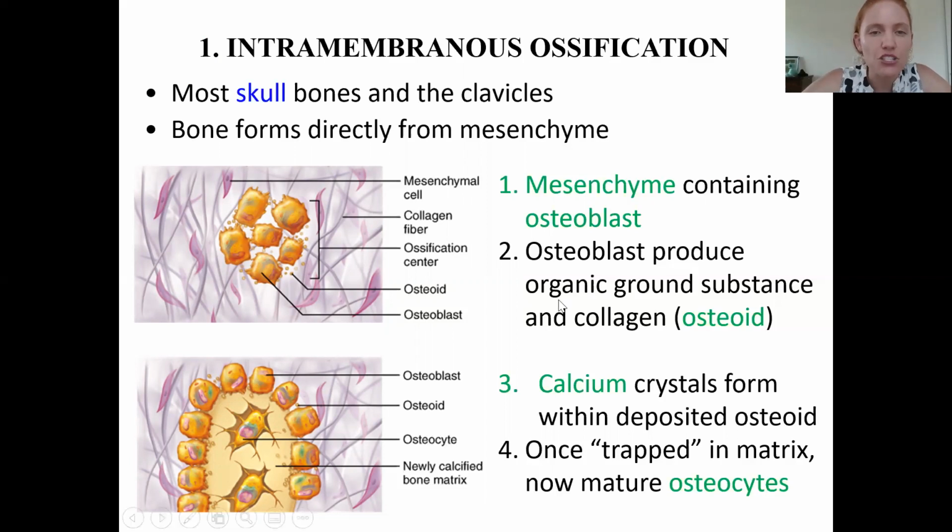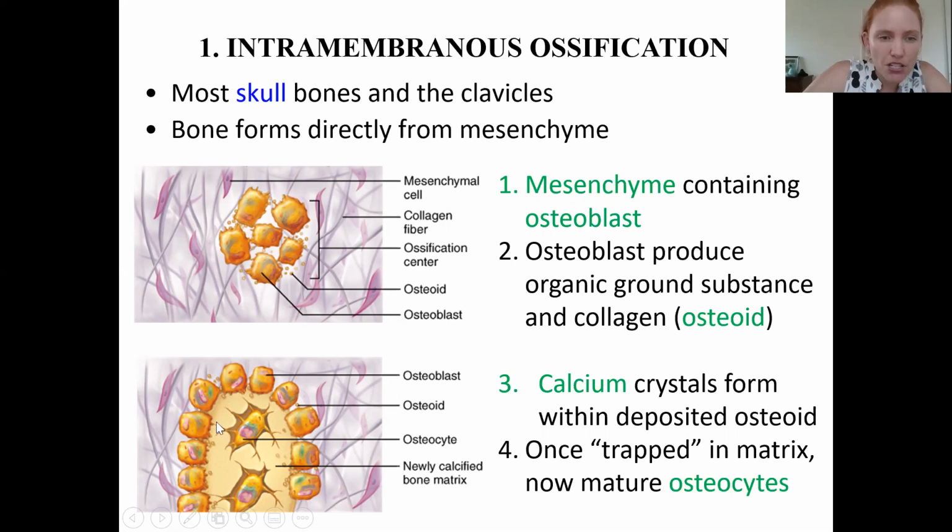And so the osteoblasts that are found in that mesenchyme are going to start secreting the organic part, the collagen, and that's going to be in what we call osteoid. Okay, so this osteoid here is just the organic part of the matrix that contains that collagen. And then after you lay down the osteoid, it's going to become crystallized from calcium. So the calcium, which is an inorganic mineral, will start to accumulate and crystallize within that osteoid, and that's going to create the bone matrix.